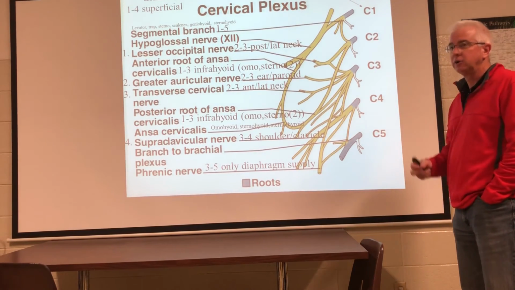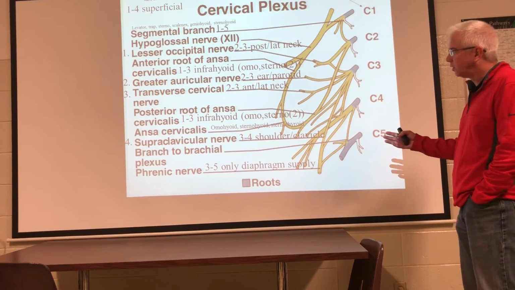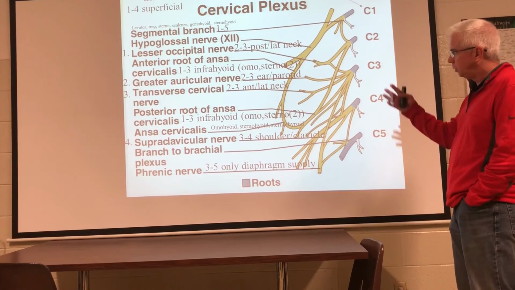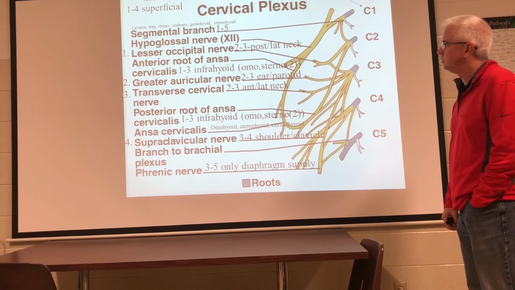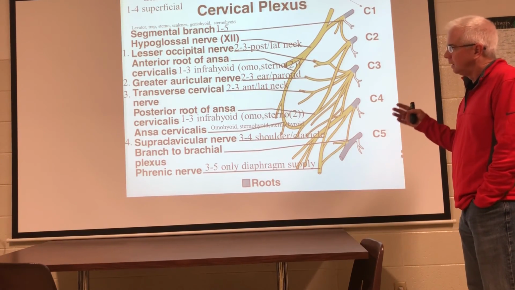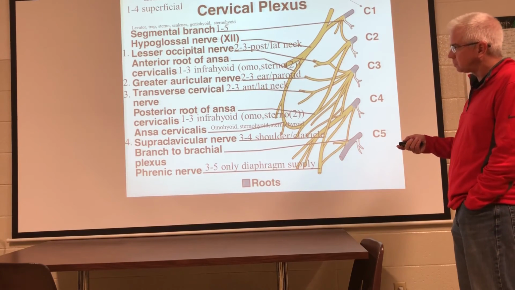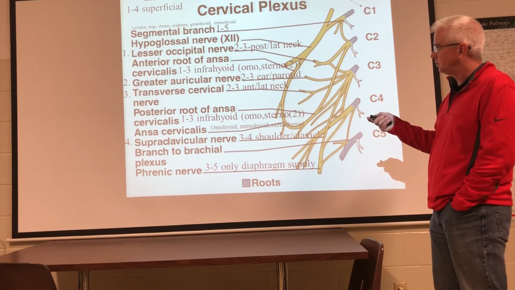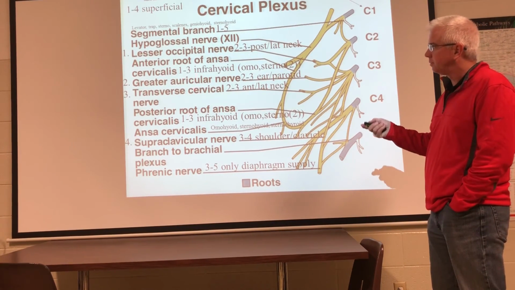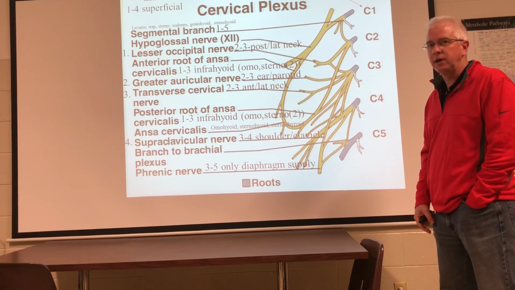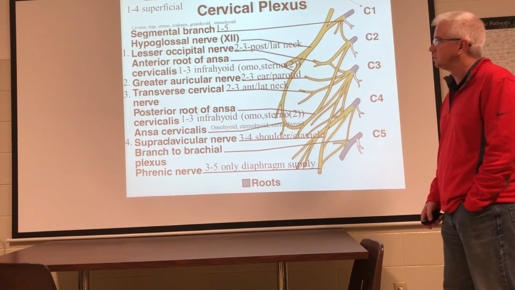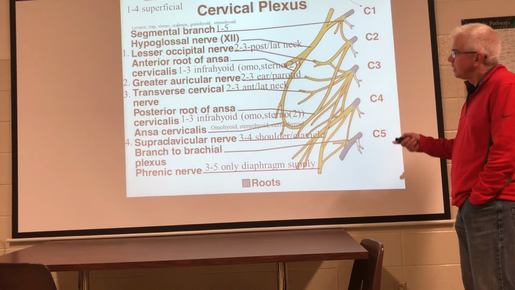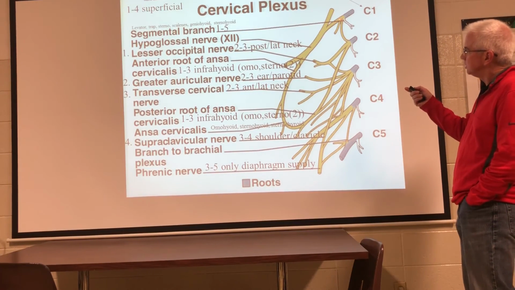Now, here comes the difficulty. So everything so far has been pretty straightforward with the exception of the sensory nerves. 2, 3, 2, 3, 2, 3, 3, 4. This is where it gets nasty. The ansa cervicalis, as you can see here, picks up information from all of the first 3 cervical segments. 1, 2, and 3. And you can see the connection here.